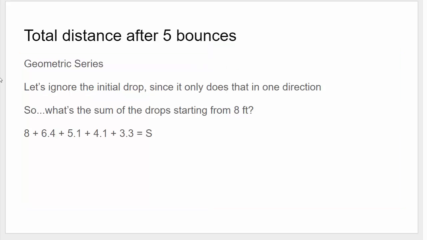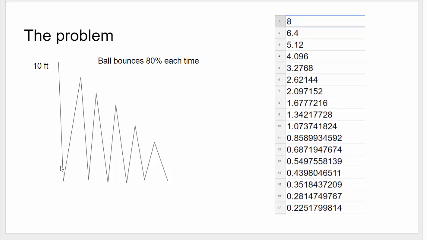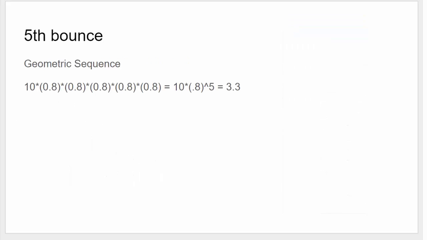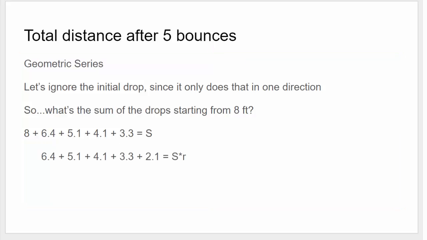Next, the question is the total distance after 5 bounces, and that is what we call a series, when we're adding up all these terms together. So as we said, let's ignore the initial drop, because the initial drop only happens once, whereas all the other heights happen twice, on the way up and the way down. So we'll start with the 8-footer right here, and after 5 bounces we can just count and add them up manually like this using the values that we calculated earlier. But obviously that works fine for 5 bounces, but not for lots and lots of bounces.